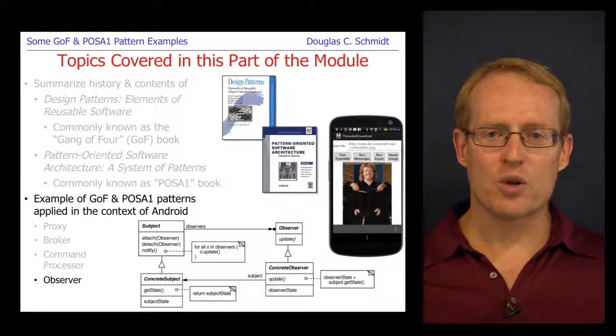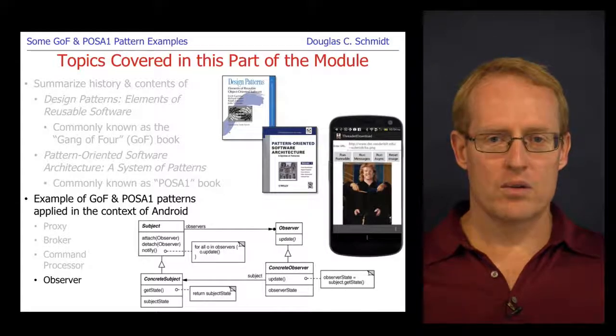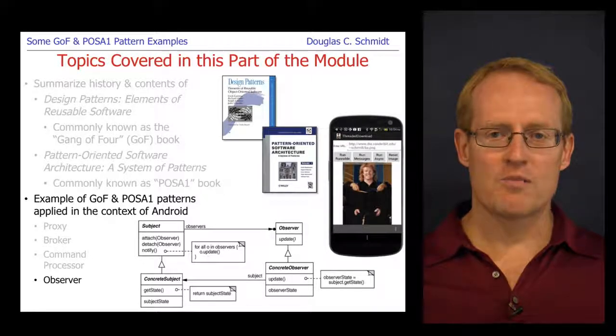In this module, we're going to be following on to some of the discussions we had earlier using an Android application in order to illustrate how the observer pattern from the Gang of 4 book can be applied to simplify certain aspects of that application.